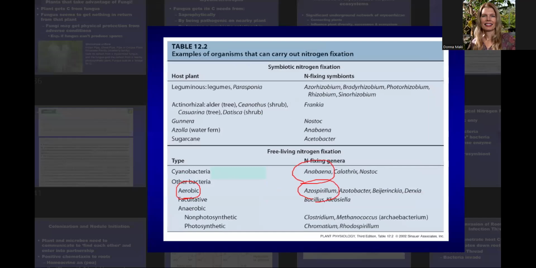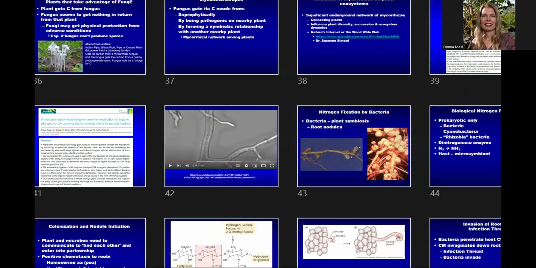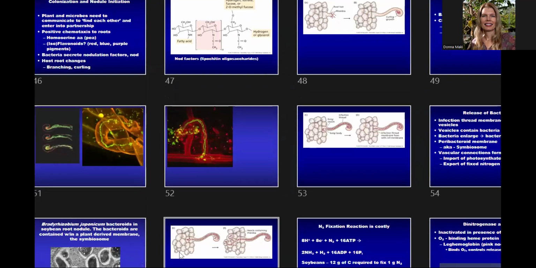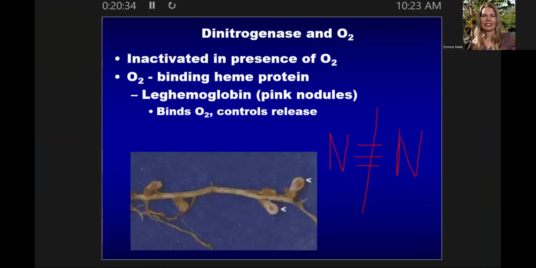Any questions on the biological nitrogen fixation idea? I know that we also looked at this in lab, but this is a little bit more of the process.